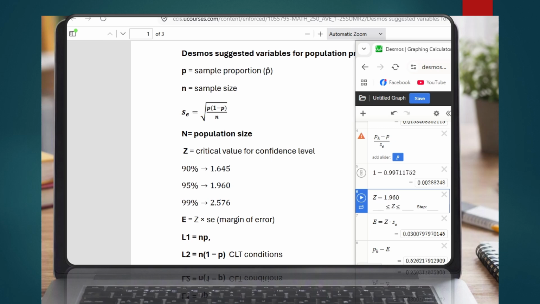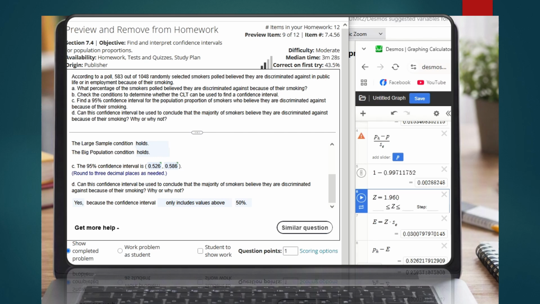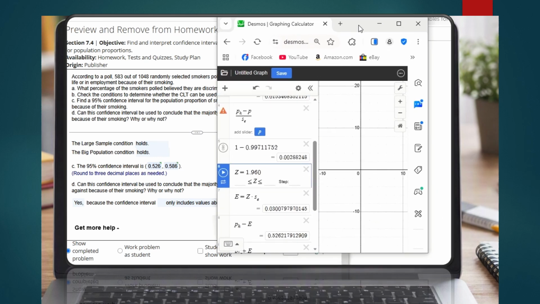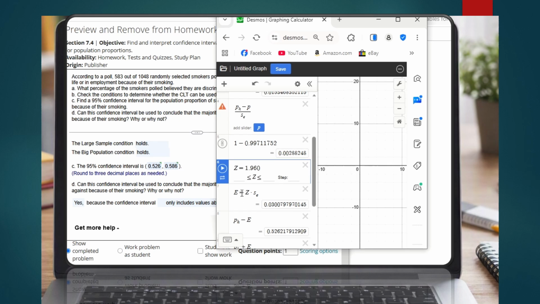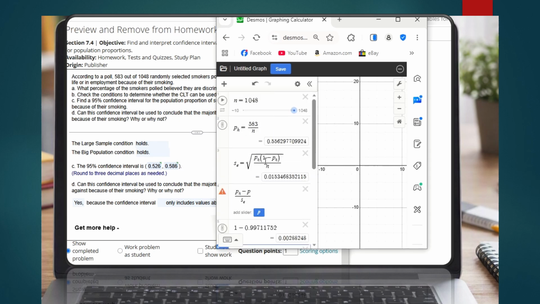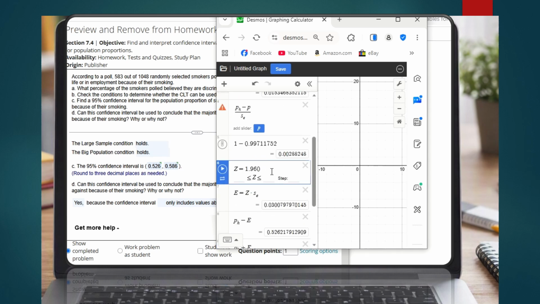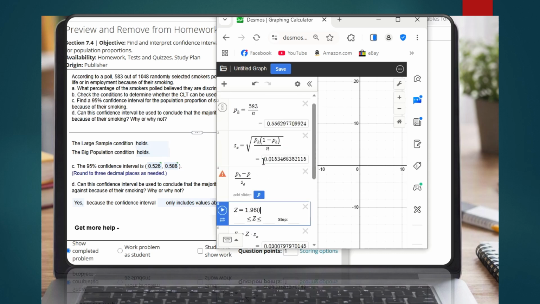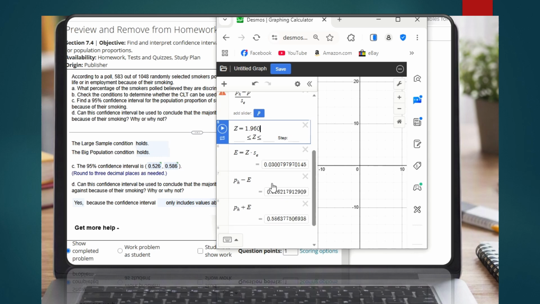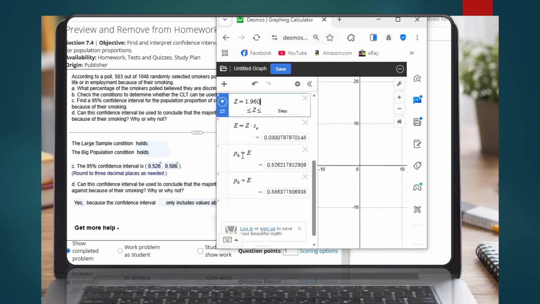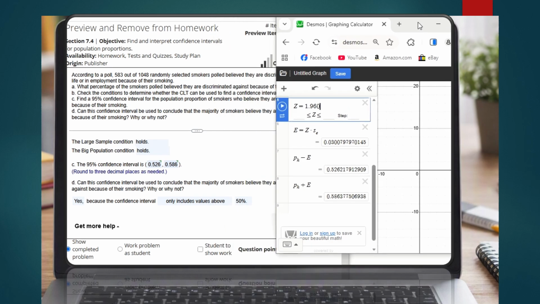So let's bring the problem back up. Here we are. Now we're going to do the 95% confidence interval. Let's make sure our standard deviation is using the sample, and you don't need the complement. Standard error should be good. Z should be good. So we're talking about p hat minus the error, and then notice these numbers match with what they have right here. So that's all good. So I'm glad I went back.